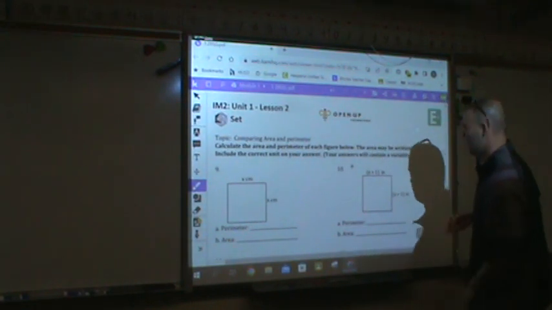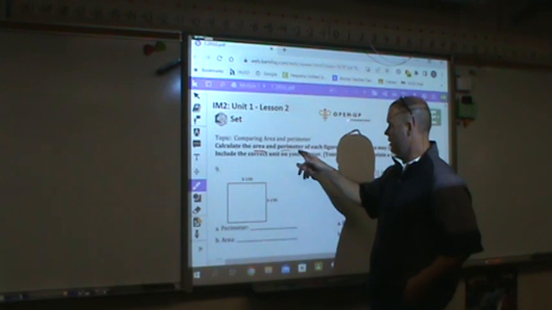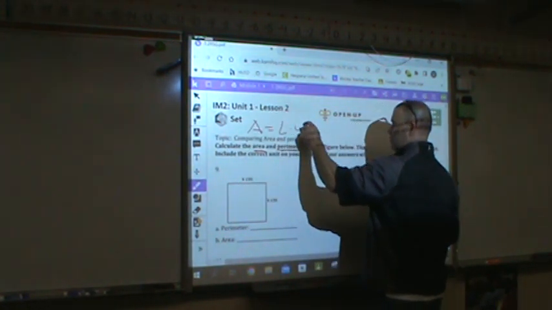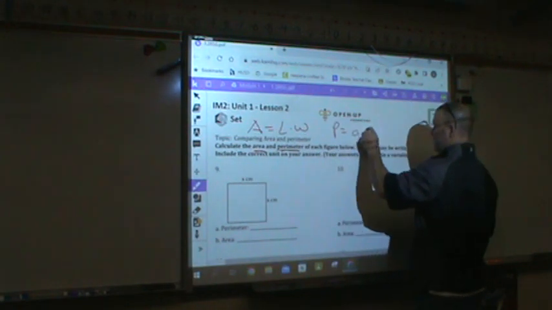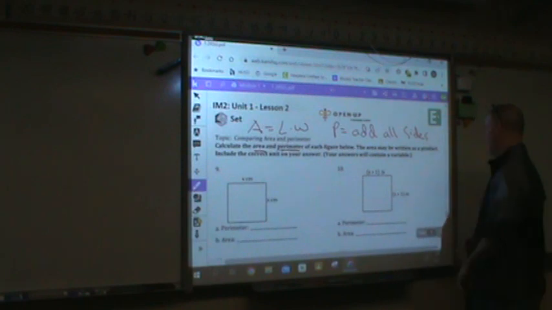Here's how we're going to do this. It's asking you to find the area and the perimeter of a figure. Area we find by multiplying length times width. The perimeter is we add all sides. So in this you need to show your work.